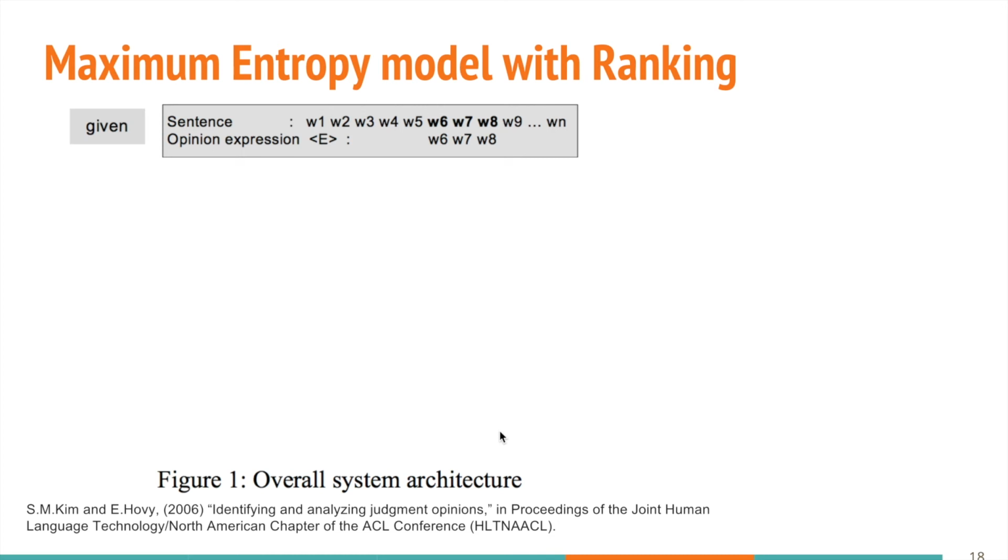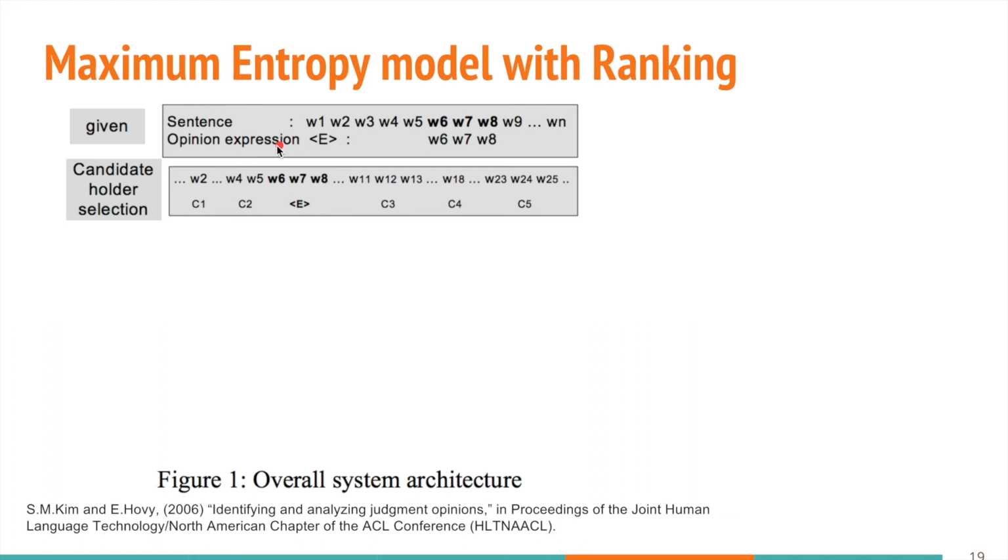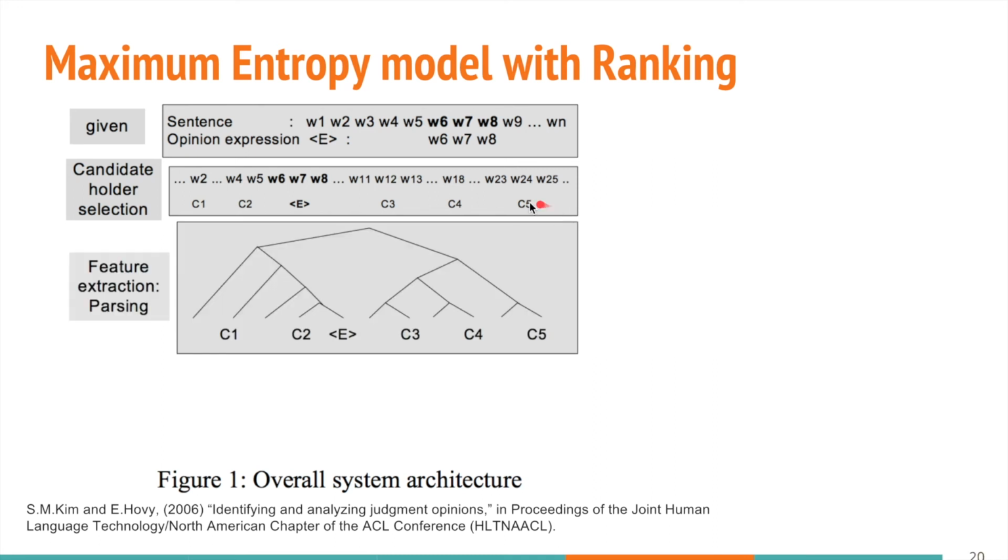Basically, the authors design a system where we are given a sentence and also an opinion expression. We first generate all the possible holder candidates given this sentence and opinion expression. So now the candidates are labeled as C1 through C5. And then we parse the entire sentence, as I showed in the last slide. Now we have the syntactic parse tree.